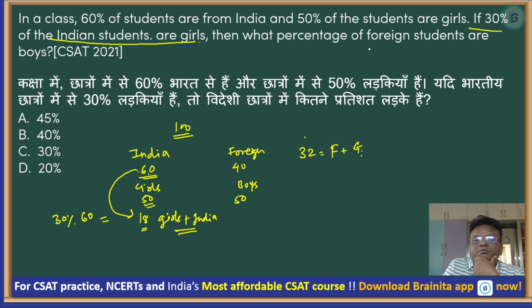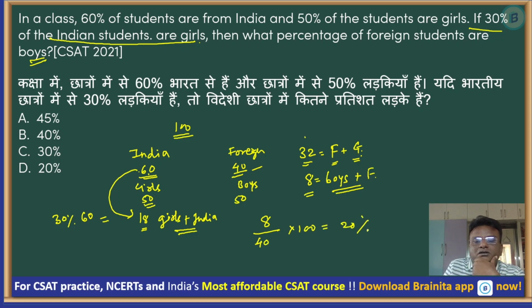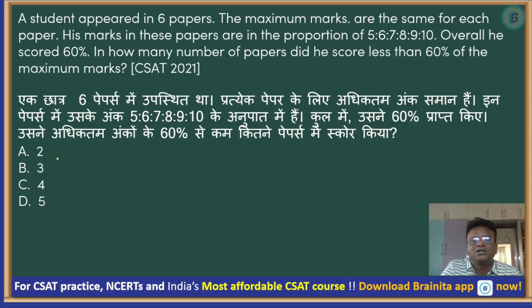What is the question? What percentage of foreign students are boys? Total foreign students are 40. 32 are girls. That means 8 are boys. Total students 40, 8 are boys. That is the percentage we have been asked, which is 8 by 40 into 100. And this is 20%. That's your answer, option number D. I hope you have understood this. Not very difficult. 2021 question. Let us go to the next one.